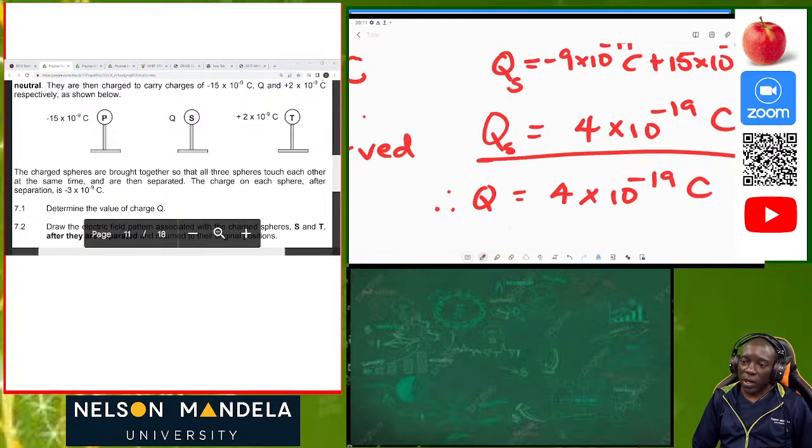So we have solved this by using the fact that charge is conserved. So the total charge before contact is the same as the total charge after contact. So this is one way to look at this question.